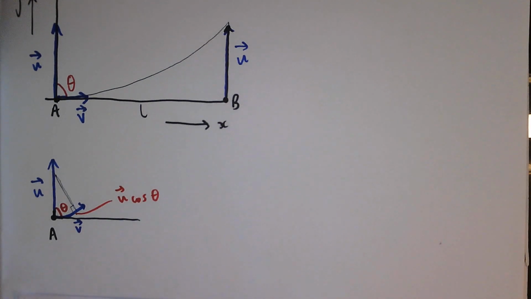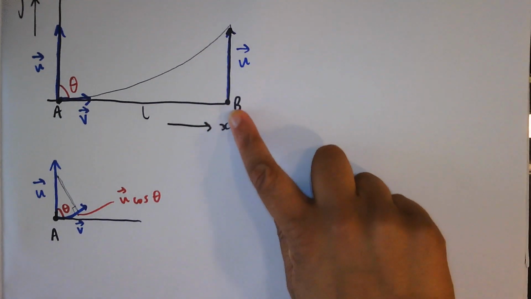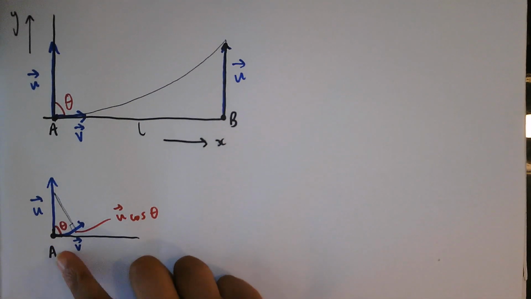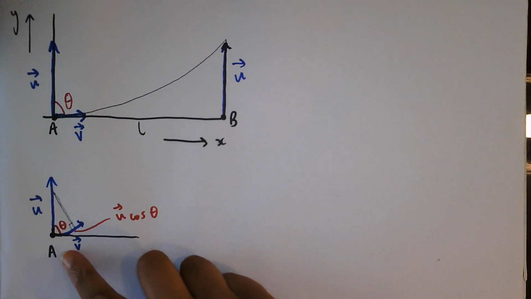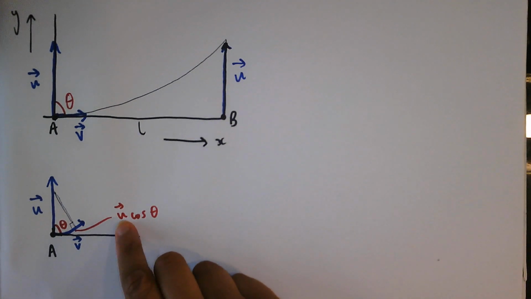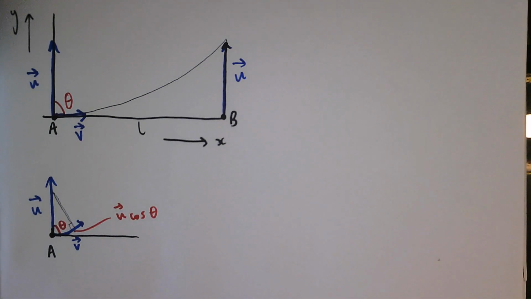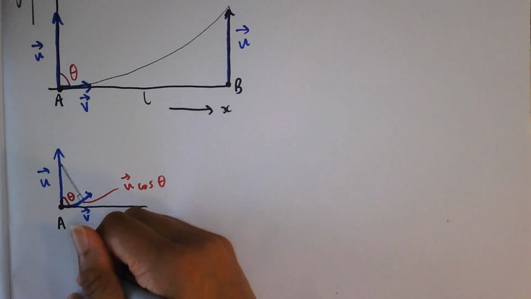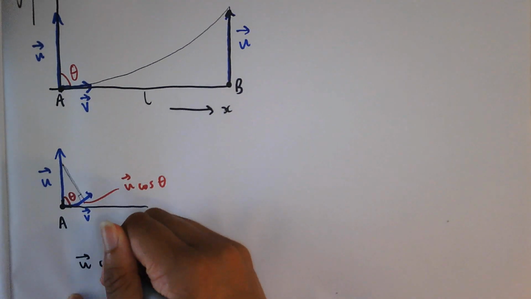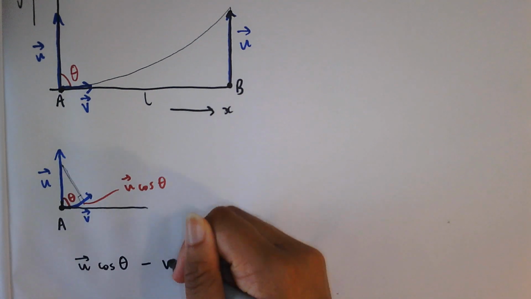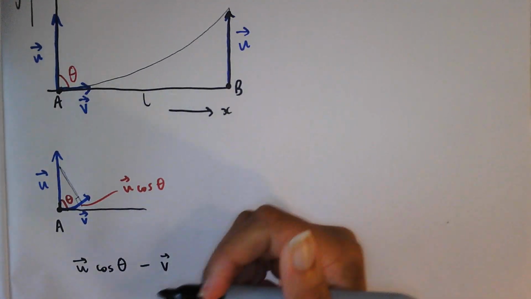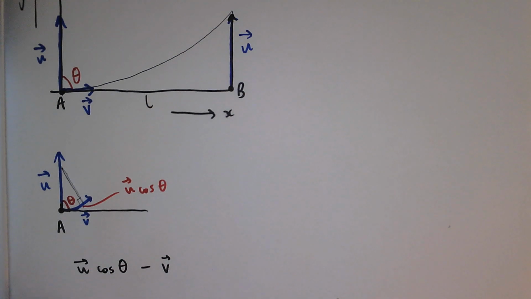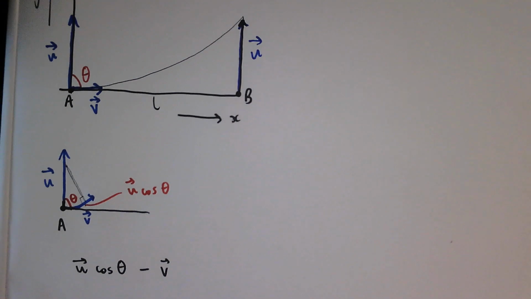And because we are doing relative velocity, the velocity of point B with respect to point A, we need to subtract A's own velocity from this. So the relative velocity of point B with respect to point A is equal to u cos theta minus v. And here we don't really need the vector signs, but it's fine.